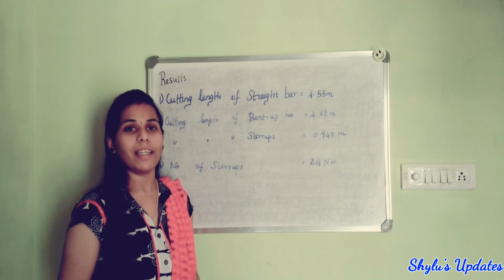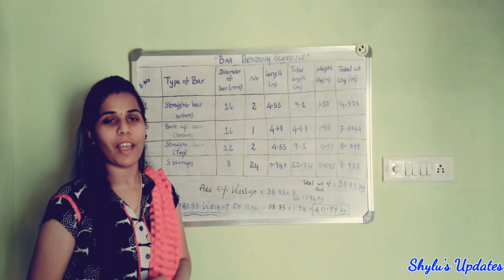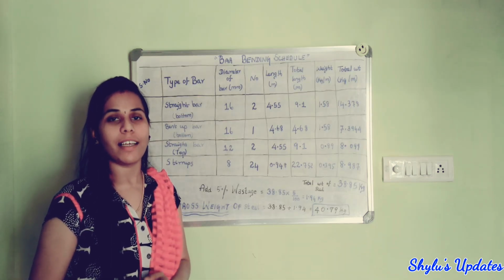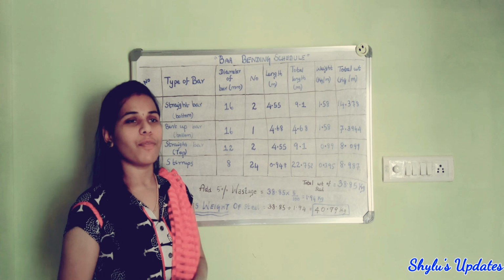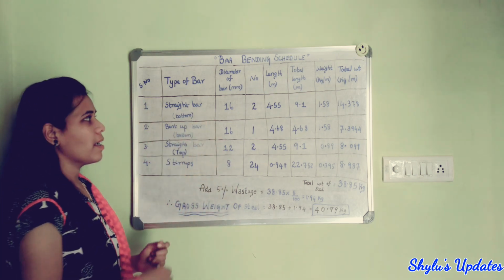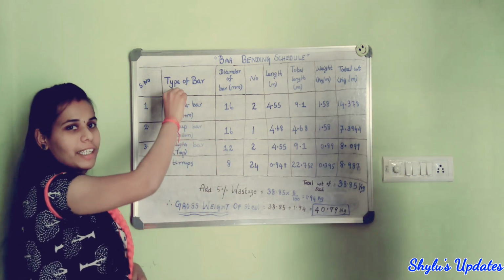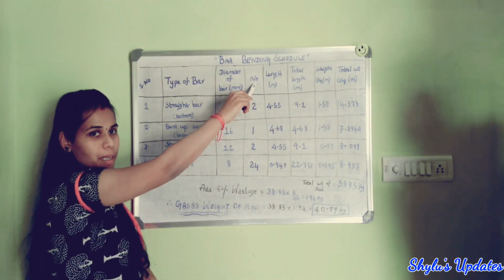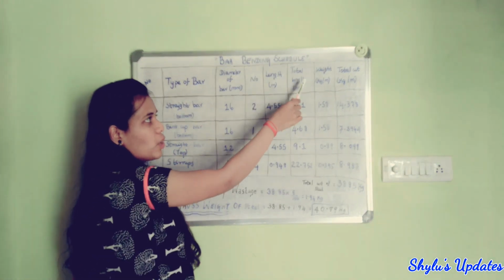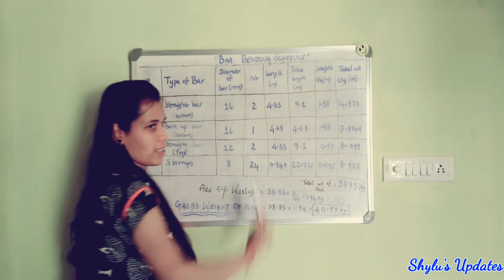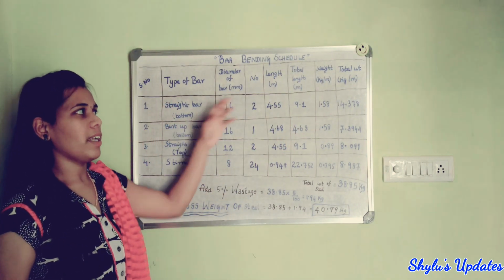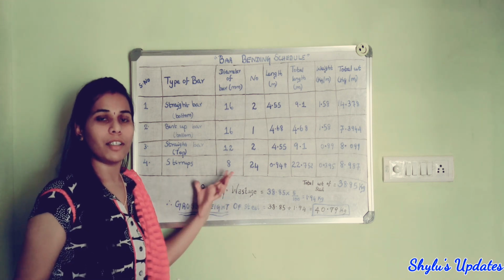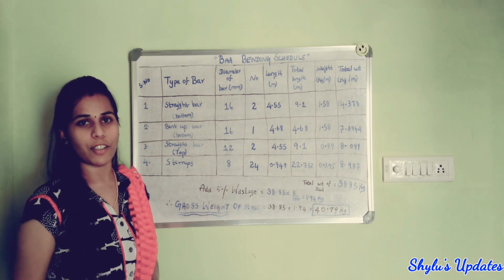Okay, so let us do that calculation now. The last step is we have to find out the total weight of steel required in this beam. For that, this is the tabular column. In the first column, you have to write the type of bar, then diameter of bar, then total number of bars, then length, weight, total weight. First of all, you have to write all those things. You can do this tabular column in the Excel sheet also.